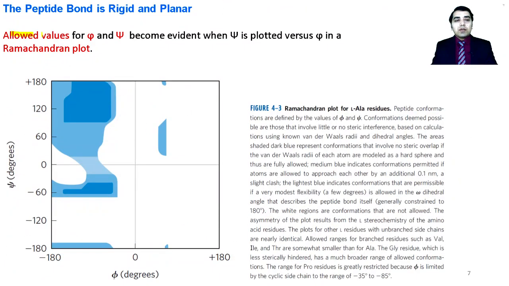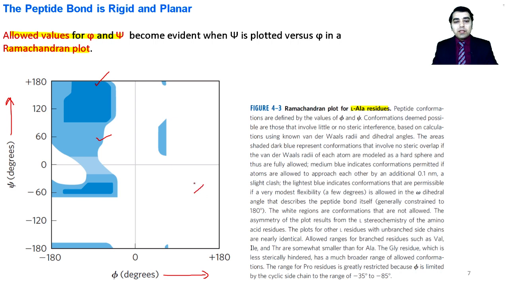Allowed values of phi and psi can be drawn on a Ramachandran plot. For example, in the case of L-alanine, if we take the angle of rotation phi on the x-axis and psi on the y-axis, and draw the dots that are permissible for L-alanine on this two-dimensional graph, we get different regions that are permissible for phi and psi values. The dark blue region is highly permissible, the lighter blue is less permissible, and the lightest blue is the least permissible for the phi and psi angles of L-alanine.